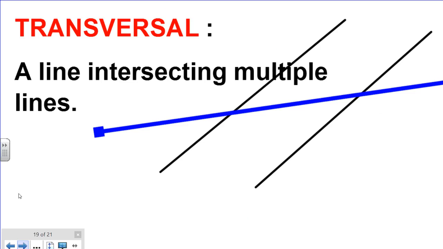Okay, a transversal is this blue line here. It is simply a line that intersects multiple lines. So go ahead and draw a couple lines like this random one here and this random one here, and this other one that intersects both of them. And if that happens, that thing is called a transversal. So we'll say that segment XZ is a transversal.